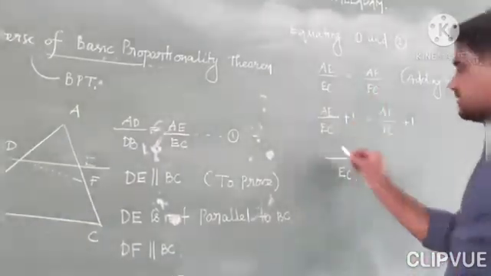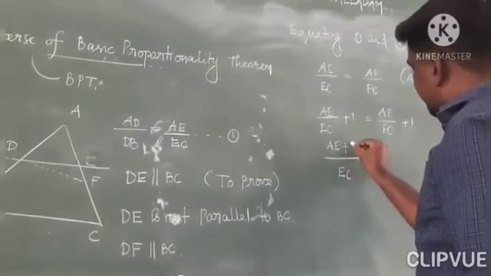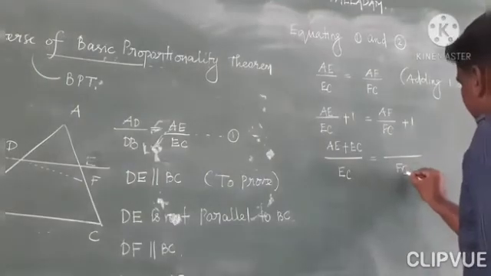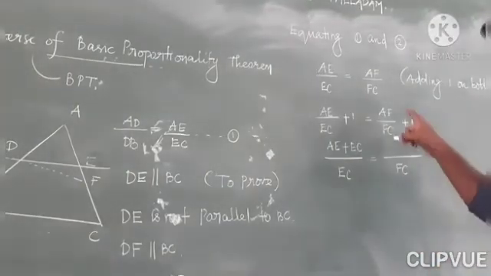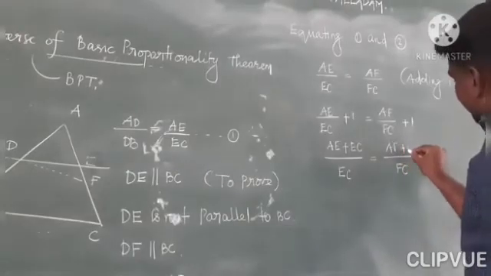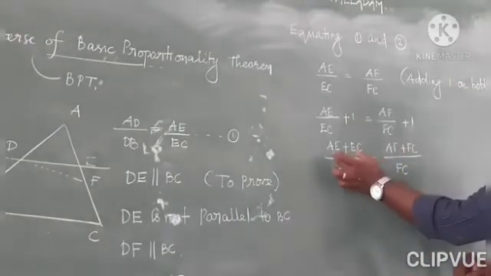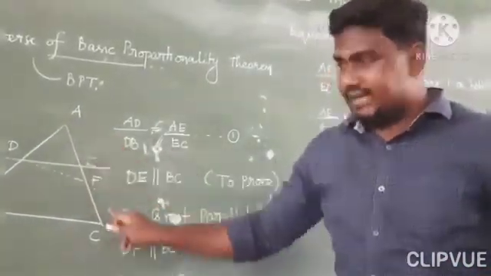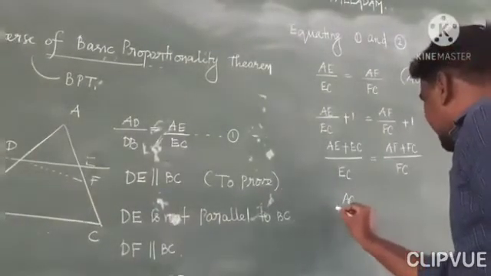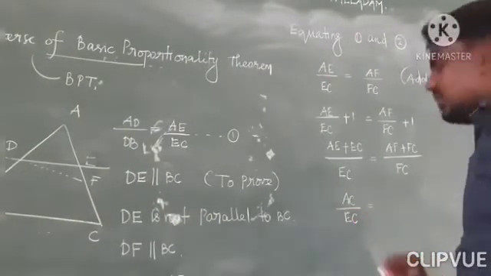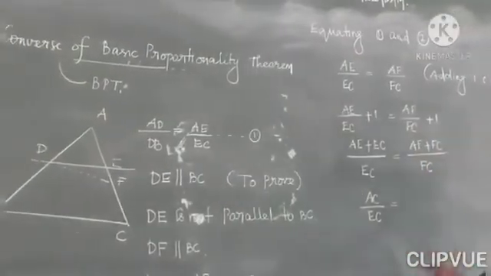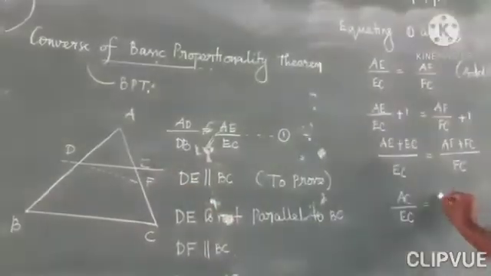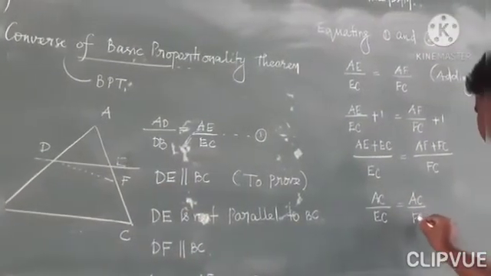So AE plus EC is equal to, similarly, FC is the denominator, which is the LCM. So AF plus FC. What is the sum of AE and EC? Look at this, AE plus EC equals AC. So AC by EC is equal to. What about AF plus FC? A to F plus F to C is also equal to AC. So AC by FC.